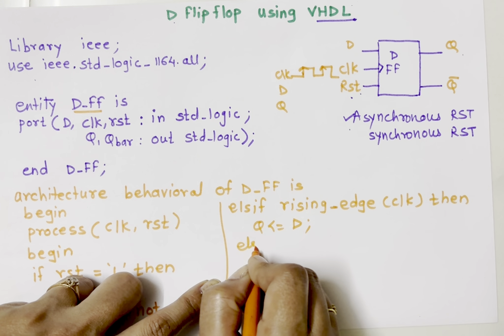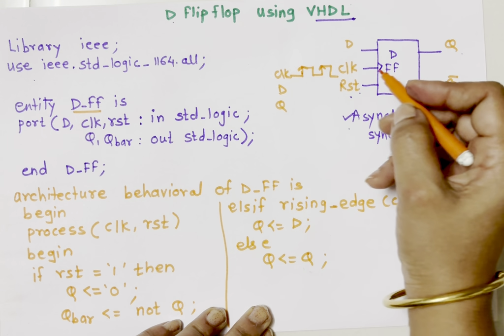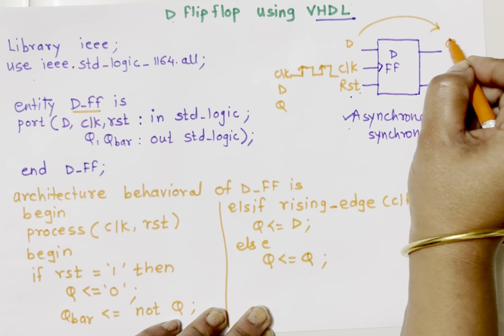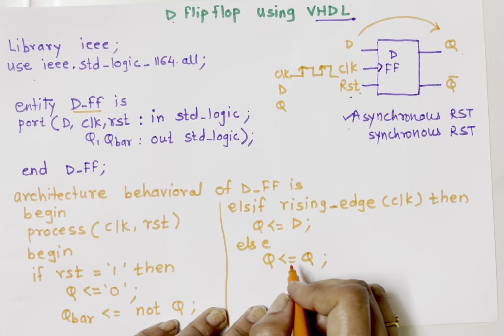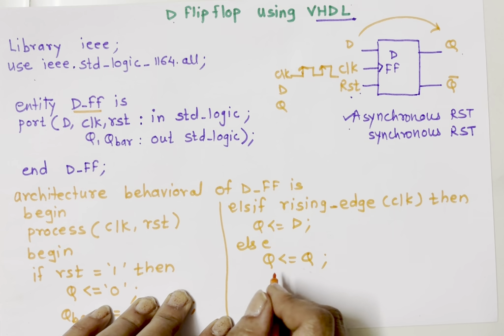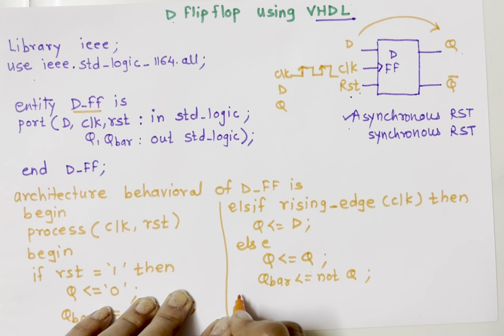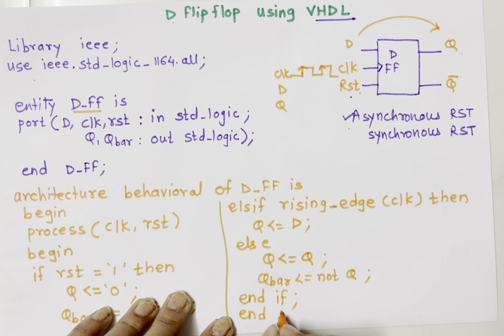So else, Q is assigned as the previous value of Q. It means when the rising edge of the clock comes, the new value D will go to Q. But if the rising edge does not come, then it will hold the previous value. So else Q is assigned as Q, and Q bar is assigned as not of Q. Here if started, so end if. Before if, the process was started, so end process.